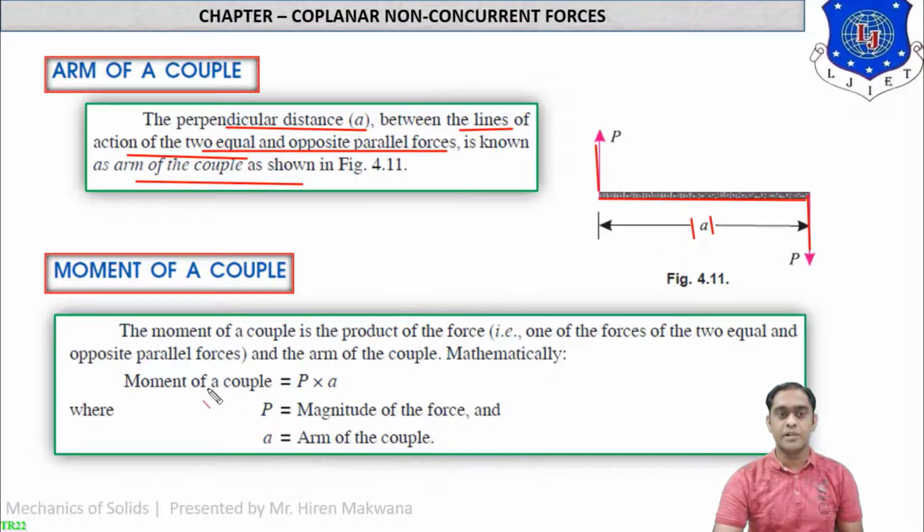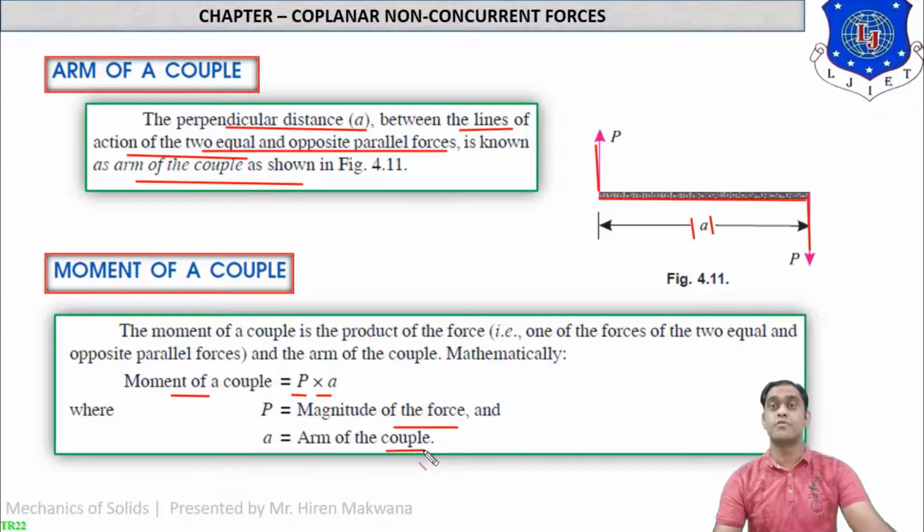What is the moment of a couple? The moment of a couple is equal to P into a, means the magnitude of the two equal and opposite forces multiplied by the distance between these two parallel forces. P is the value of the force and the distance between the forces is a, means the arm of a couple. So the product of the value of the force and the arm of a couple is known as the moment of a couple. P is the magnitude of the force and arm means a. So this is known as the moment of a couple.